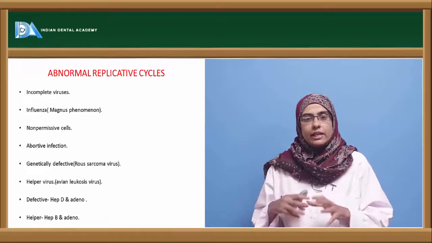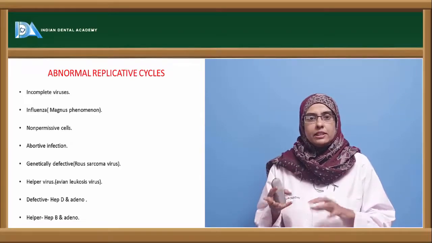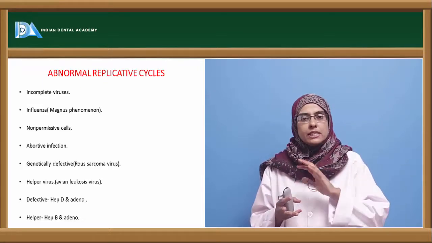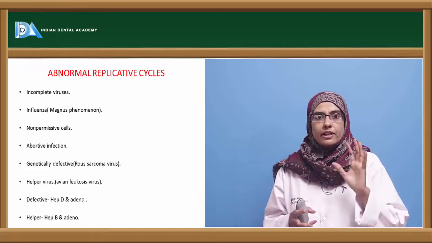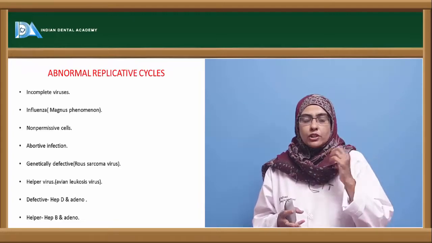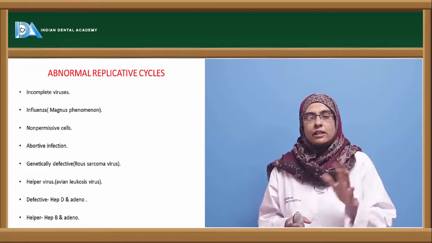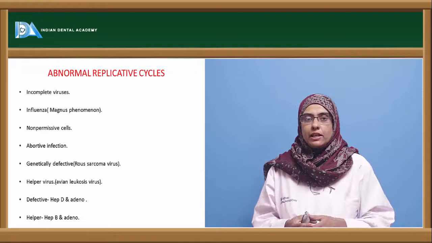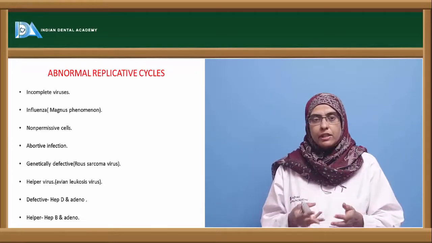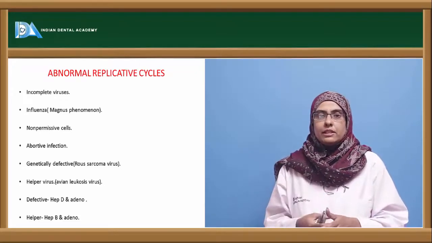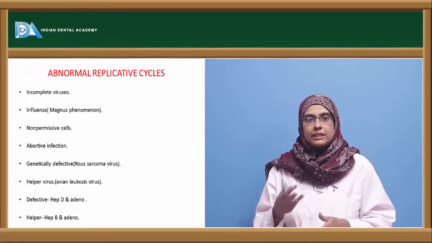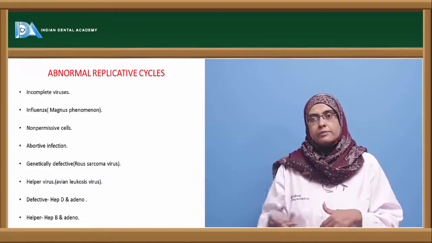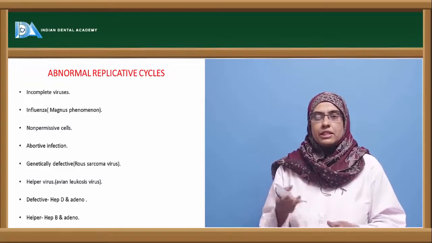If the cell is already attacked by avian leukosis virus, this provides the genetic code or the component to synthesize the envelope for the Rous sarcoma virus, so it can become infective in nature. In the absence of this helper virus, the organism cannot get released because of the lack of the envelope that should be present on the viral progeny. Apart from that, other defective viruses and their helpers we can discuss are the defective viruses hepatitis D and adeno-associated satellite virus, and the helper viruses which help them become infectious are hepatitis B and adenovirus.